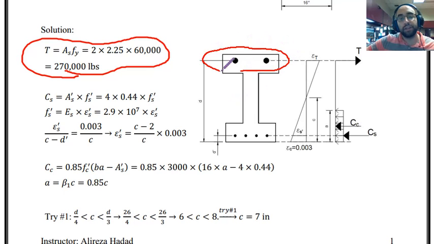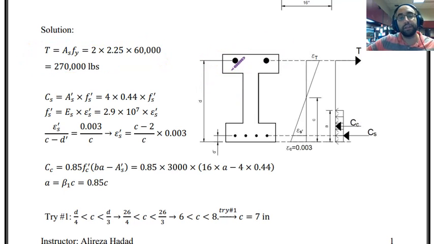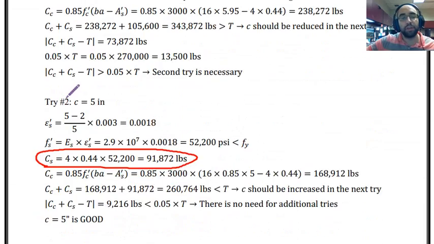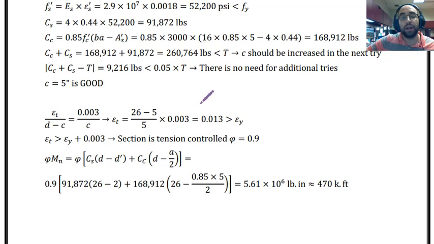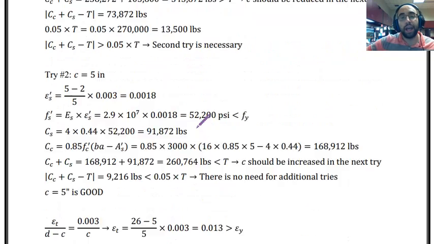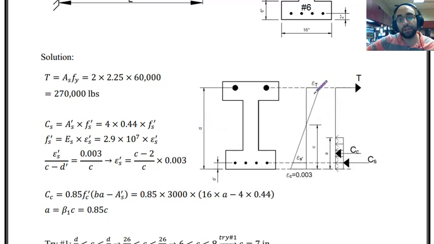Steel or tensile reinforcement has yielded. Now that we know the depth of neutral axis, it's the time to check for our initial assumption. We have to see whether that steel tensile reinforcement has really yielded or not, and see if the section is tension controlled or not. So I have to look at the strain distribution.